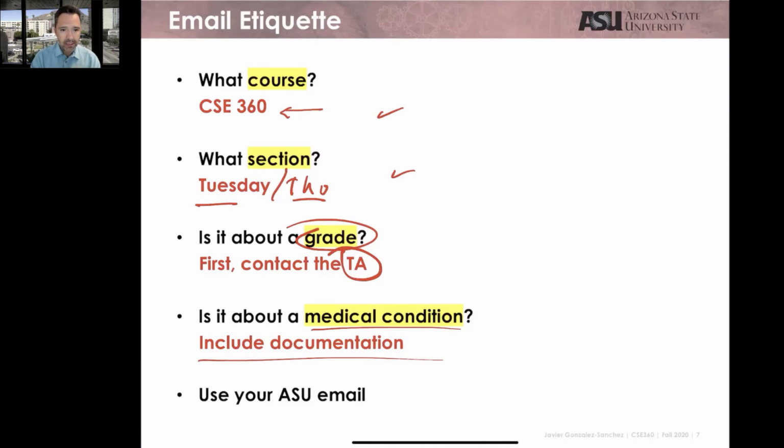And obviously, if you're going to be talking about grades or about medical things, very, very important, use your ASU email. Again, an email from Hotmail, Yahoo, whatever, about a medical condition, or explain my grades. I cannot talk about your grades or your situation to an account that is, I don't know if it's you or not. So use your email, please. Good?